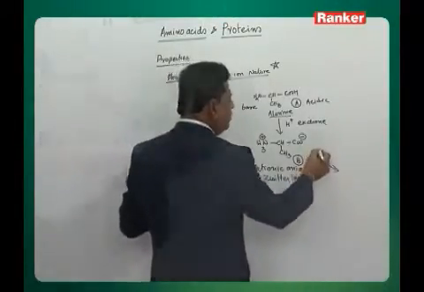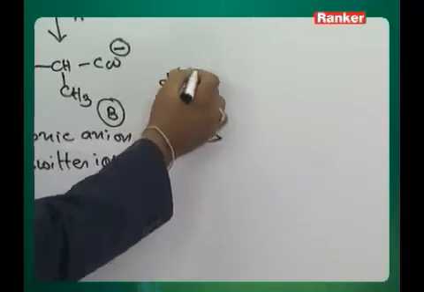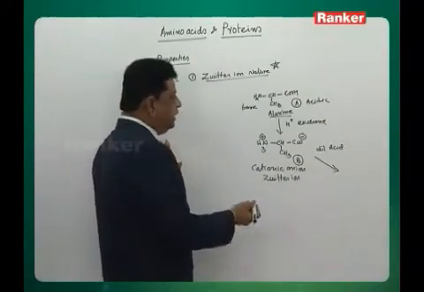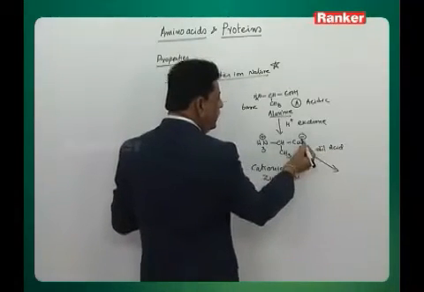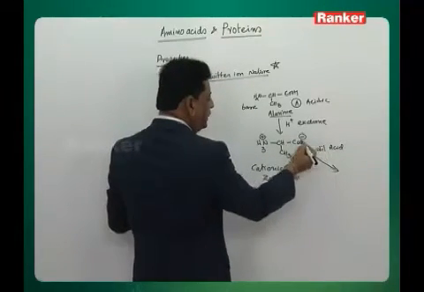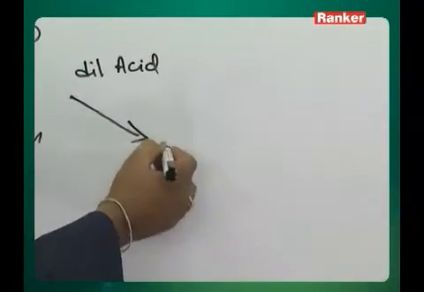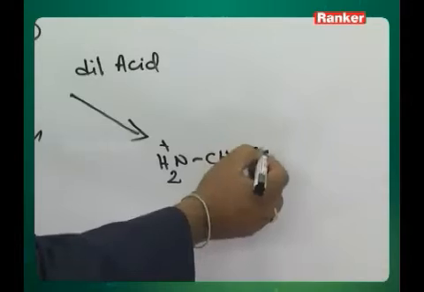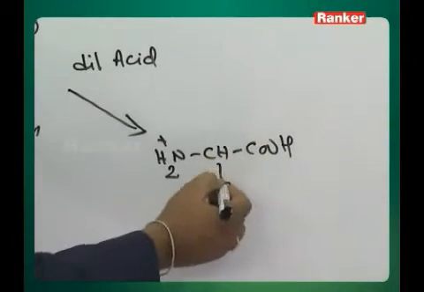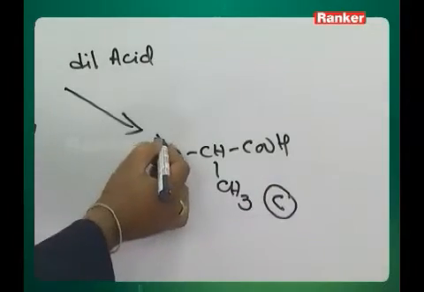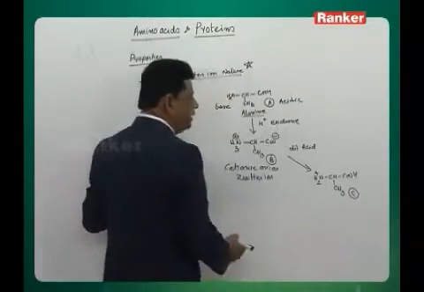Let us add some dilute acid. What happens if you add dilute acid like dilute HCl? A proton is taken by the acid, from the acid to this COOH. So, you will get one more structure, NH3 plus with CHCOOH, and let us call this structure C. This C structure has got a cationic structure.